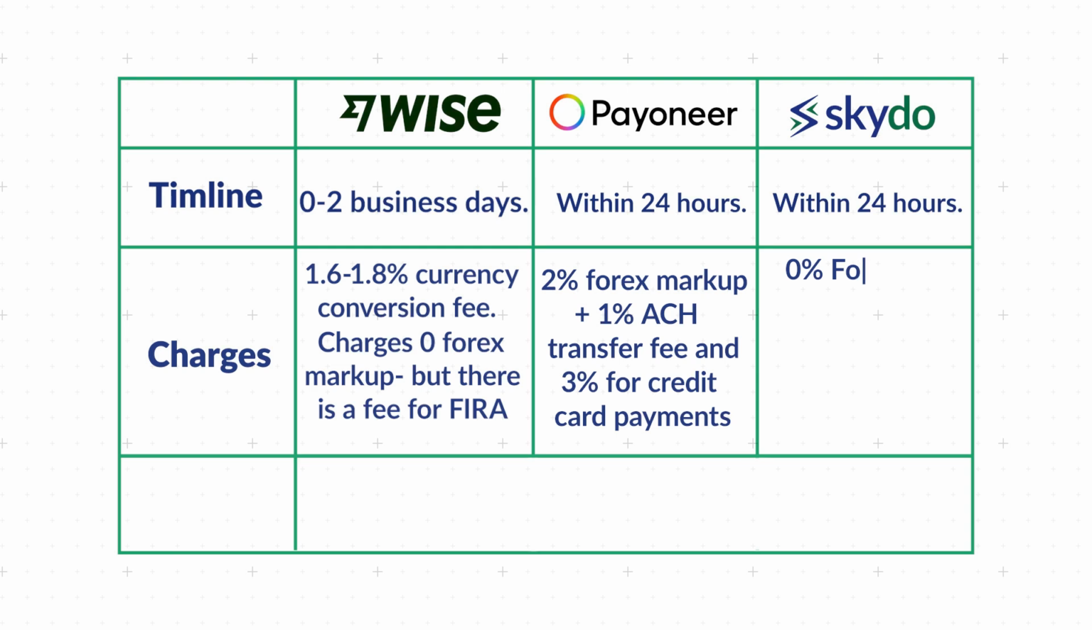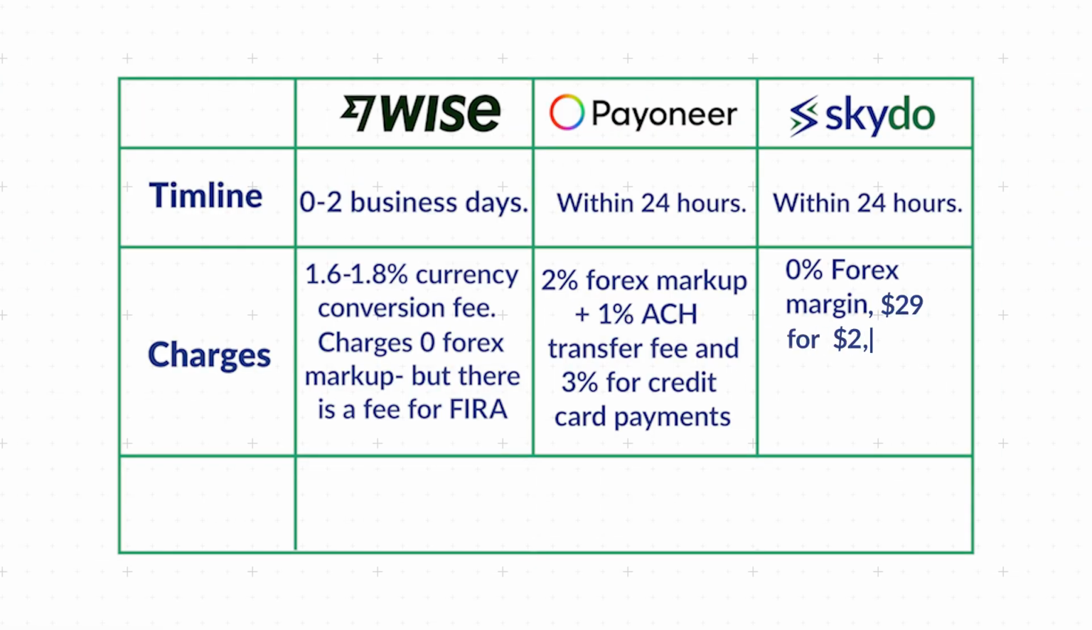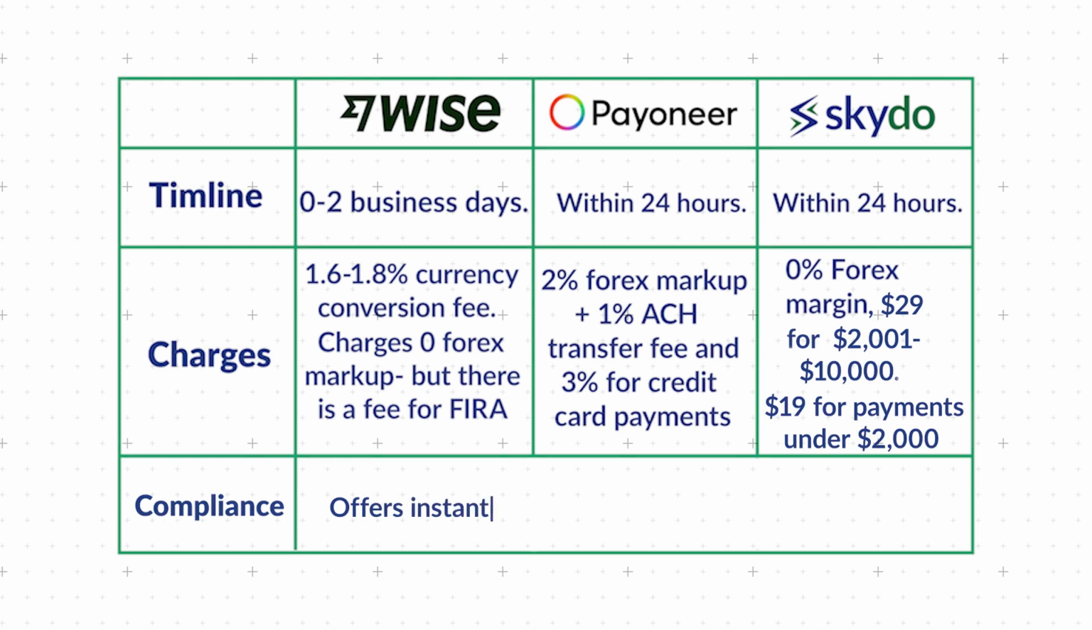card payments. Now let's talk about Skydo. Skydo converts your money at the live forex rate, which means they don't charge you any forex markup. Apart from that, you only have to pay one single transparent fee. That is, for transactions between $2,000 to $10,000, you only have to pay $29. And for transactions under $2,000, you only have to pay a flat fee of $19. There are no additional charges like SWIFT fee or FIRA fee. And as we've already understood, all of these platforms try to simplify your compliance by offering you instant FIRAs.